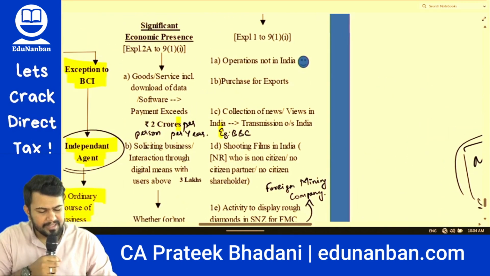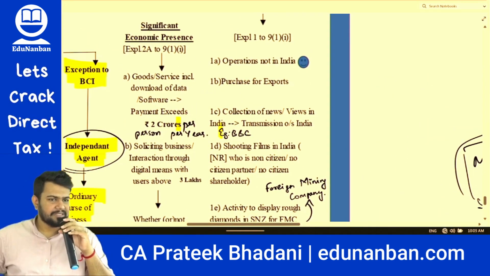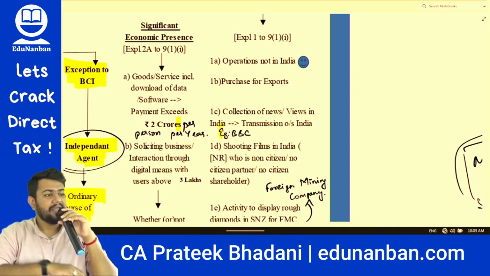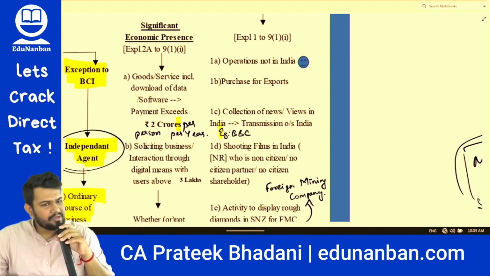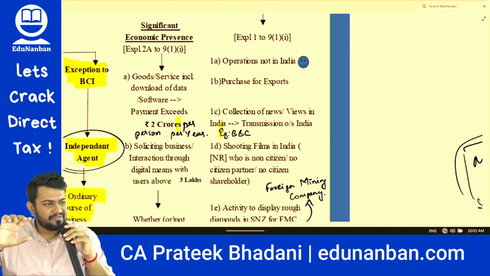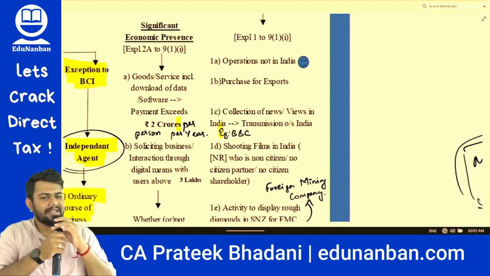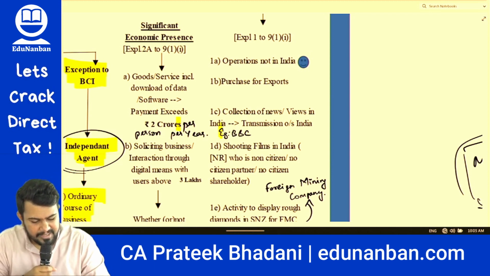Okay. Next, the second type of business connection is significant economic presence. Here there are two cases. In both the cases, the companies are actually doing business with India only. But however, the business with India is so significant that the government wants to bring that income under income tax. Okay. What is the first case?